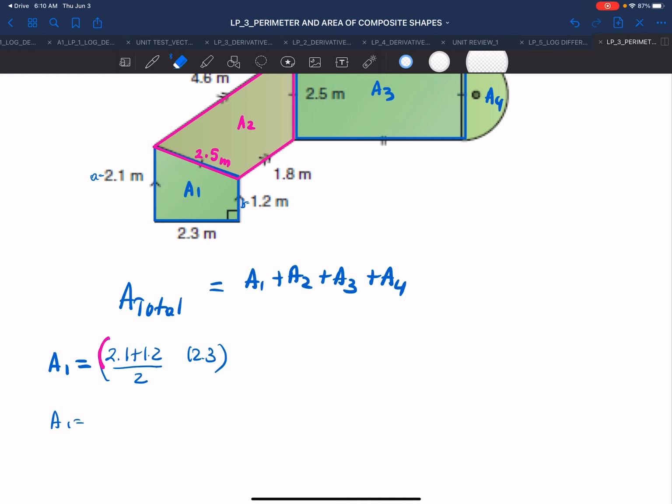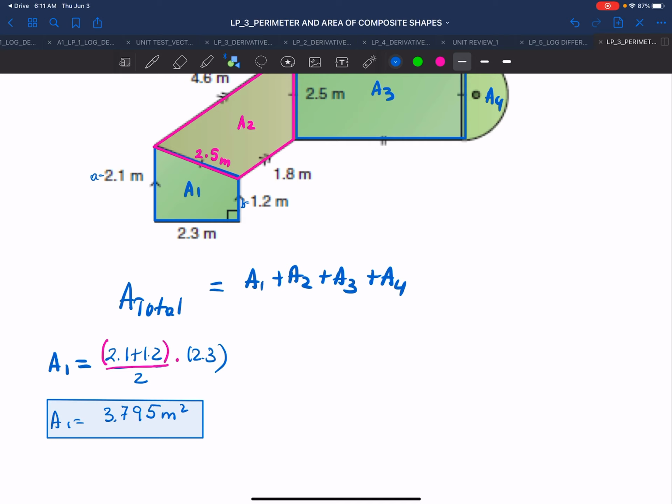So let me just make it more clear here. So brackets, and then you have to press divide by 2 and then multiply by 2.3. So 2.1 plus 1.2, divide that by 2 and then multiply by 2.3 gives 3.795. And that would be meters squared. So we're done with A1.